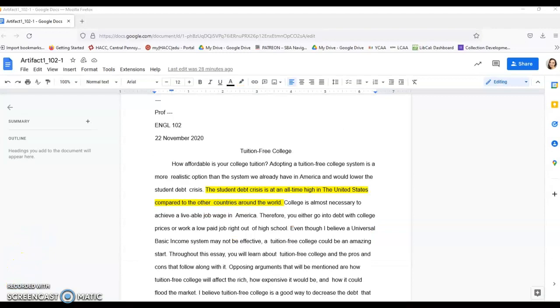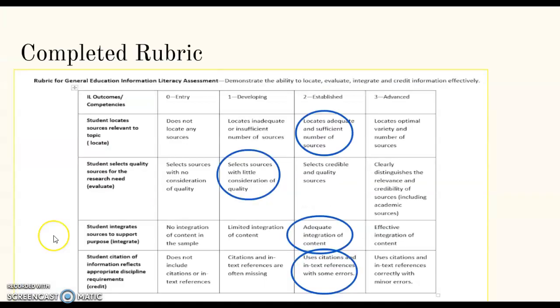The fourth competency is credit, for which the student received a 2. We hover between a 2 and a 3 on this one because the sources are well cited, with only 1 or 2 minor errors. However, there are some examples of text which could have used an in-text citation, but one was not provided. For example, on page 1, if they are making the claim that the student debt crisis is high in the United States compared to other countries, that should be backed up with research.